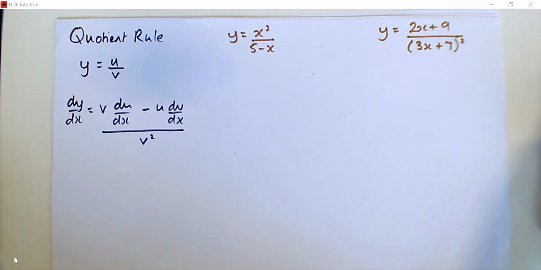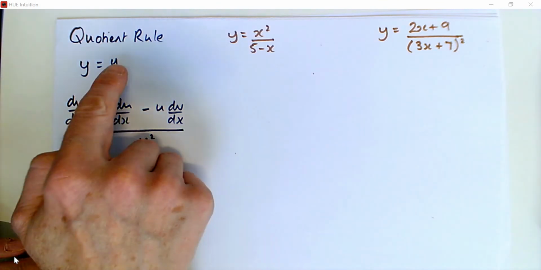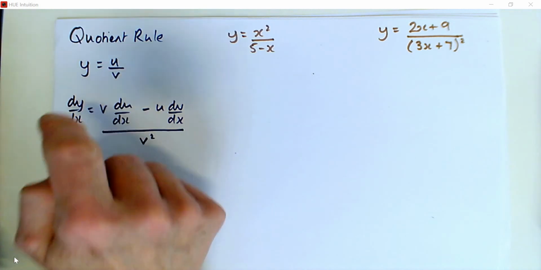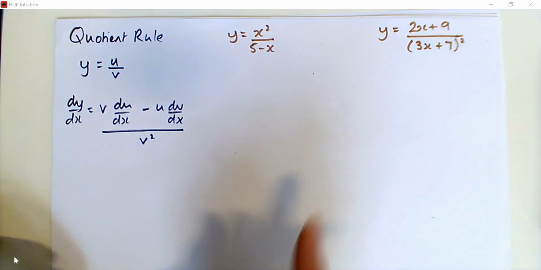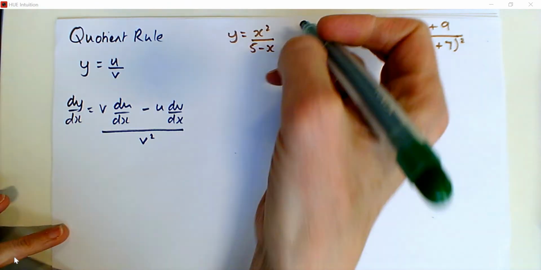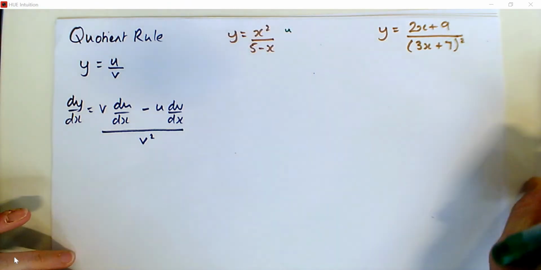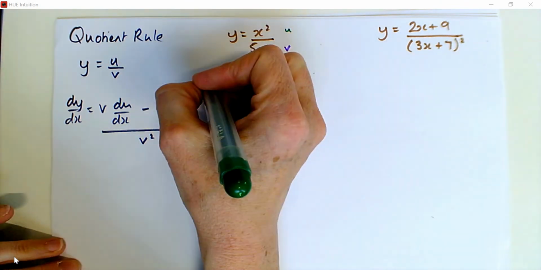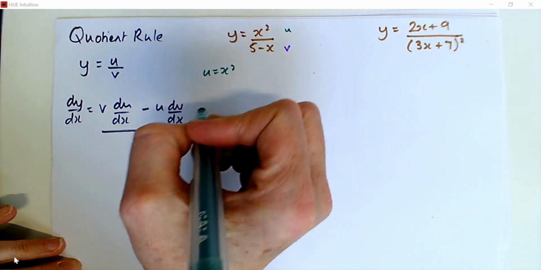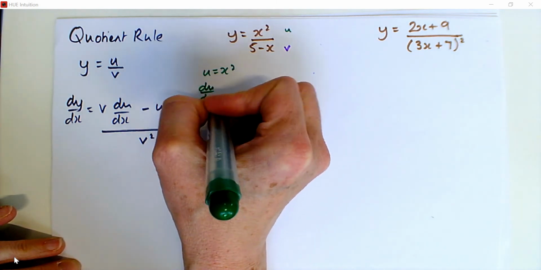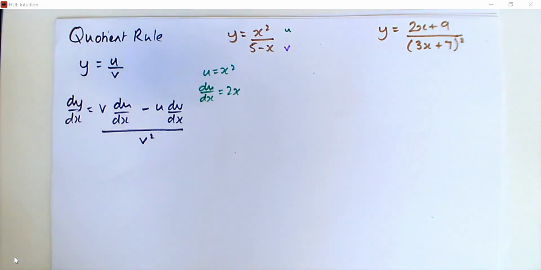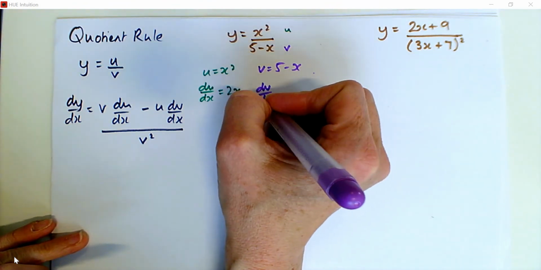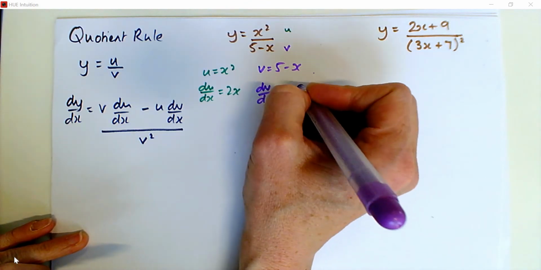it and apply it. This time it does matter what we use for u and v. So u must be the numerator and v the denominator. For this example here, we have a fraction, so we're going to use the quotient rule, and we're going to have u on the top and v on the bottom. So let's look at u first of all. u is just x squared, and when we differentiate that with respect to x, we get 2x. And v is 5 minus x, and when we differentiate that with respect to x, we get minus 1.